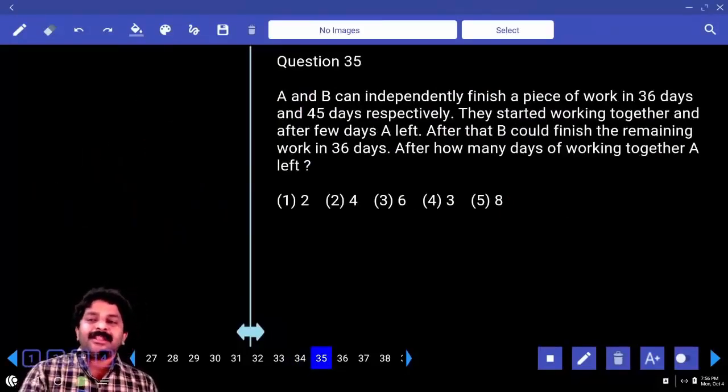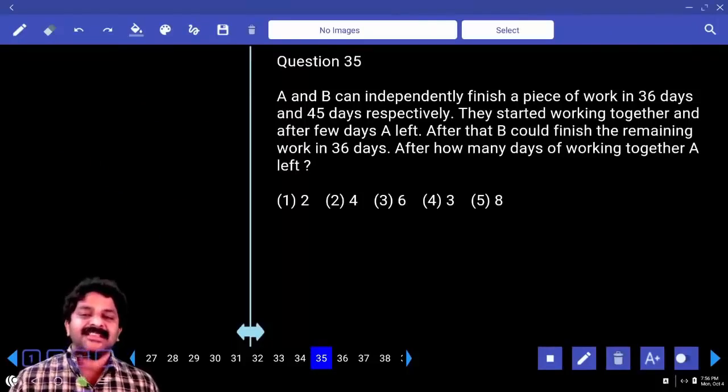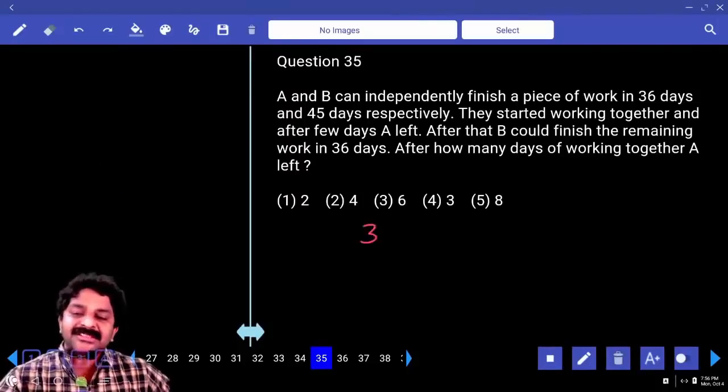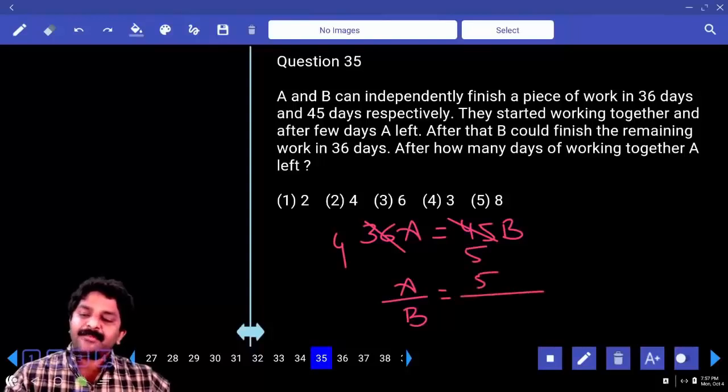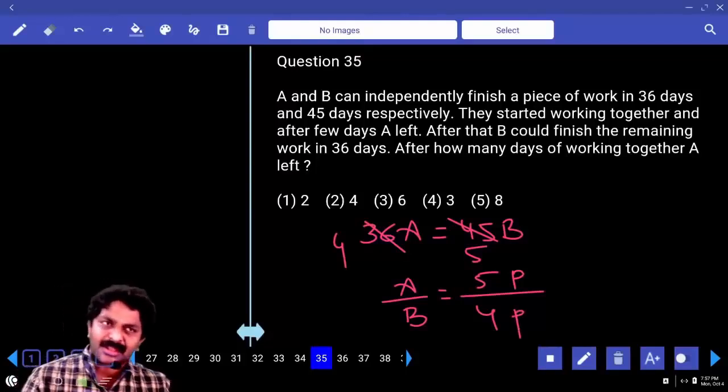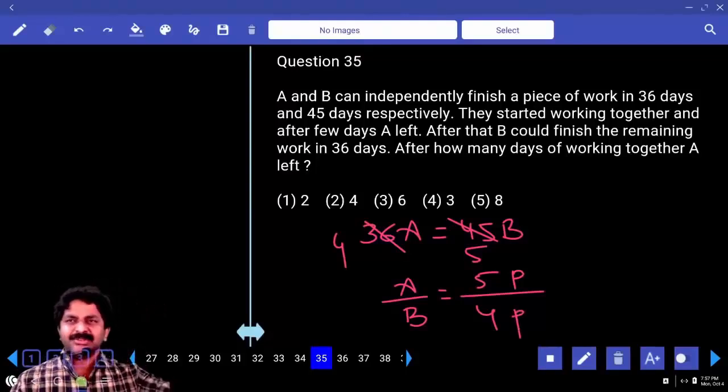A and B can independently finish a piece of work in 36 days and 45 days. Okay. That means 36 days of A's work is equal to 45 days of B's work. Is it clear? 9, 4 times 9. That means A by B is equal to 5 by 4. Which means A does 5 parts or 5 units and B does 4 units. Okay? Take parts or units, it's your choice.